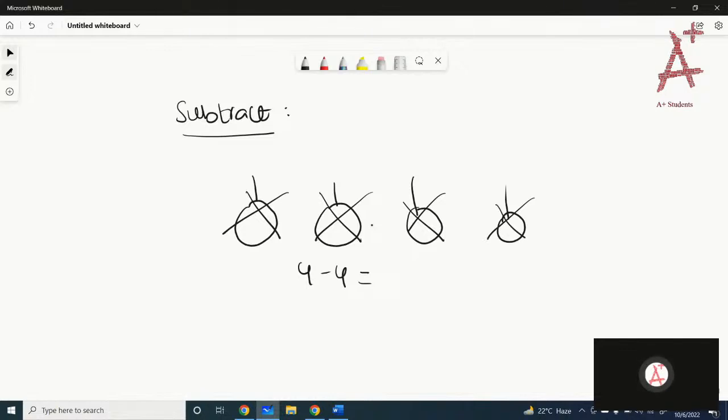So what number do you get when you start with 4 and take away 4? So 4 take away 4 is, you have to count the pens that are not crossed out. All of them are crossed out. That means there are 0 pens left. So 4 subtract 4 is 0. When you start with 4 and take away 4, you are left with 0. Got it?